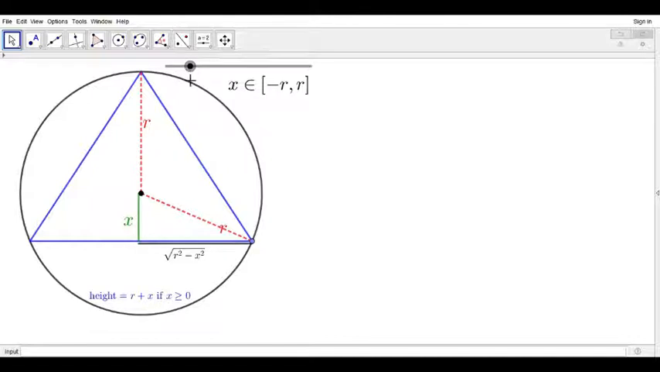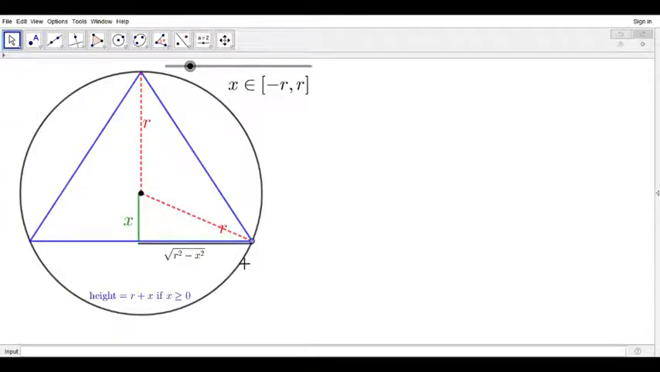You're probably wondering about the condition there, r plus x, if x is greater or equal to 0. I'll explain that. But for now, it is clear that, as in the previous solution, the base is going to be double the length of this black segment. Sorry, I don't know my colors. This black segment is part of a right triangle with one side x and hypotenuse r, so you have the square root of r squared minus x squared.